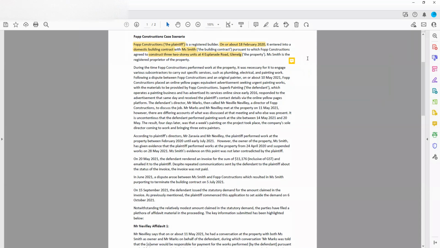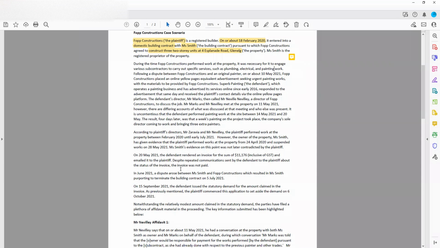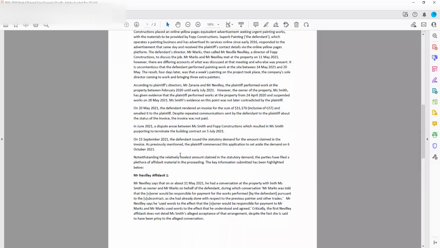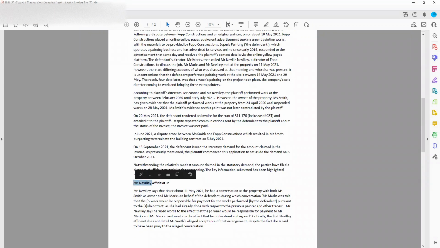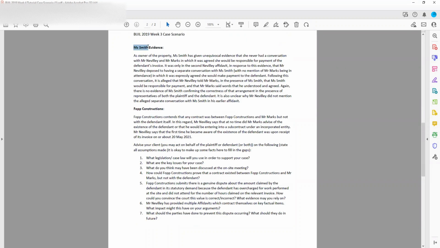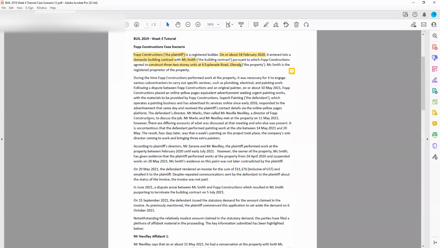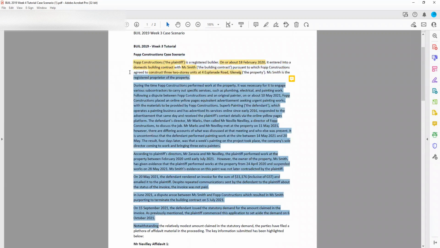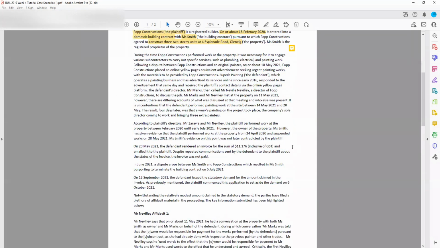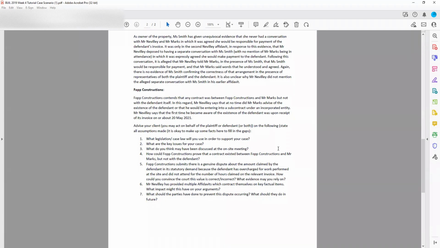Cool. Now, what I generally like to do after I have my facts ready is read through the rest of the case study. We then have some affidavits down here. So we've got a Mr. N, we have a Ms. Smith, and we have FOP Constructions. So this is quite a complex case scenario. If it was just the top part here, it wouldn't be so bad. However, we've also then got some facts that we need to contend with.